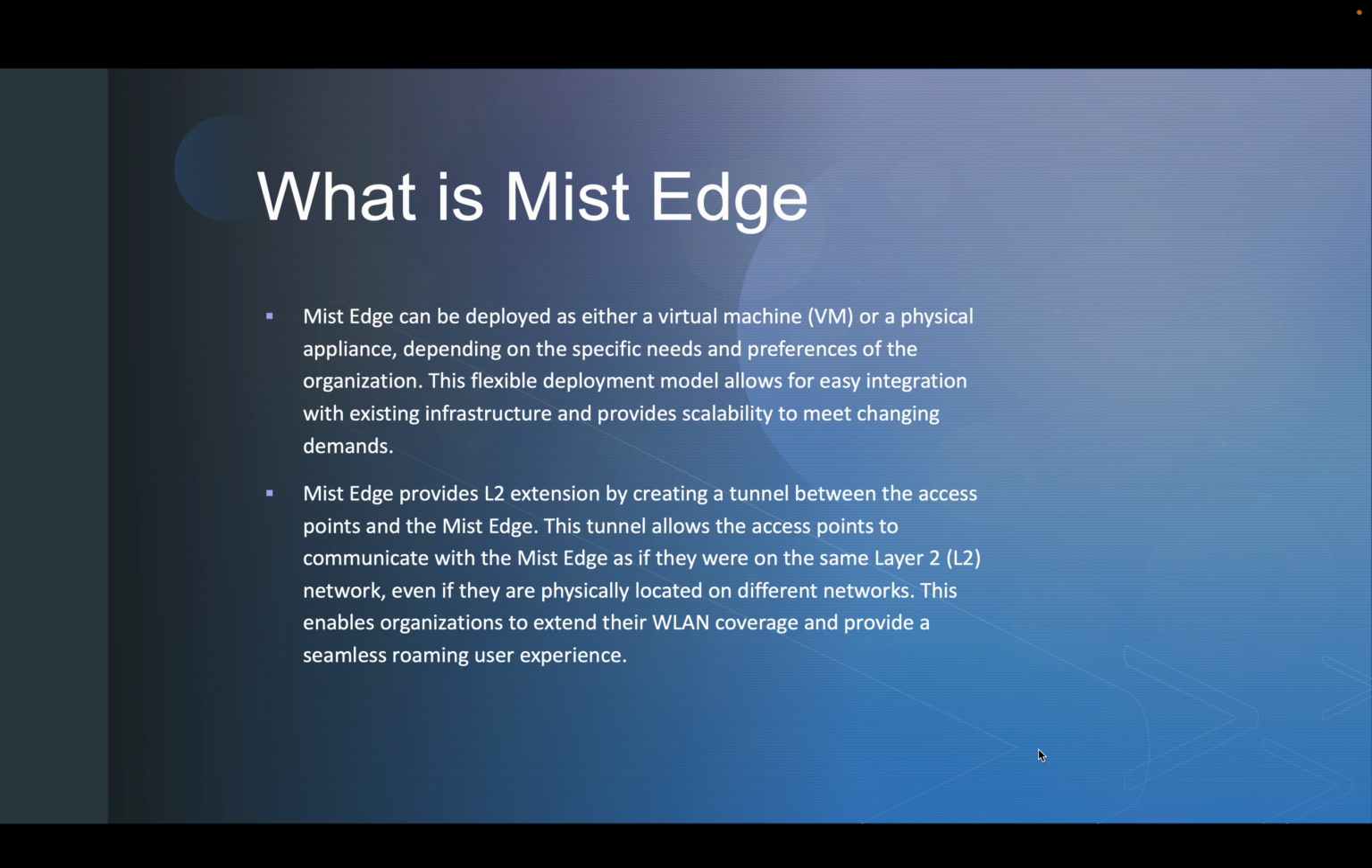Mist-H provides L2 extension by creating a tunnel between the access point and the Mist-H. Another option could also be an IPsec tunnel. With this tunnel, it allows the access point to communicate with Mist-H as if they were on the same layer 2 network, even though they are physically located on different networks. This enables organizations to extend their wireless LAN coverage and provide a seamless roaming user experience.